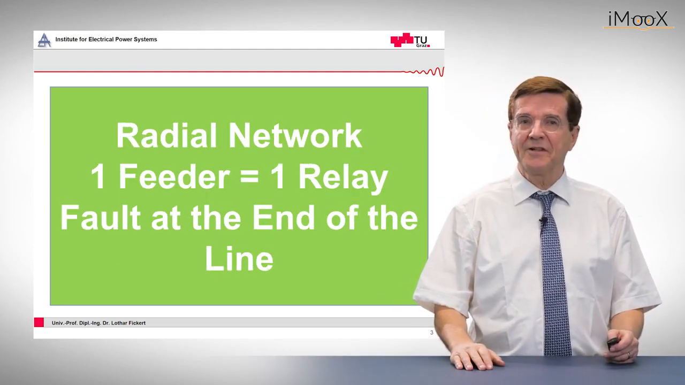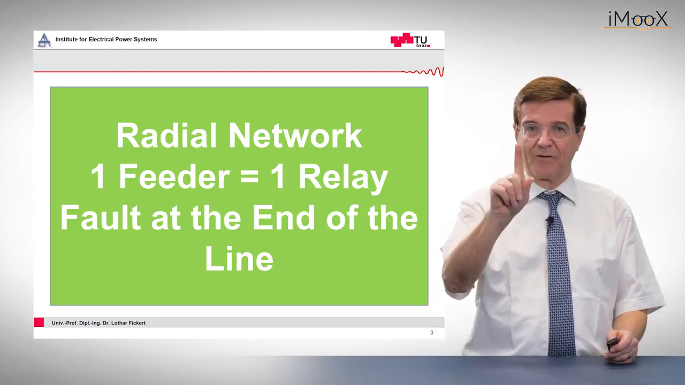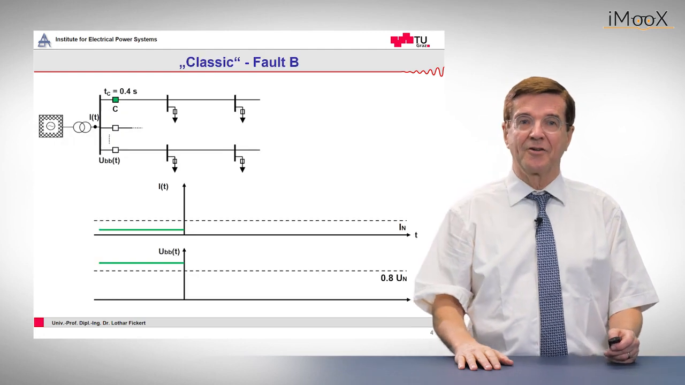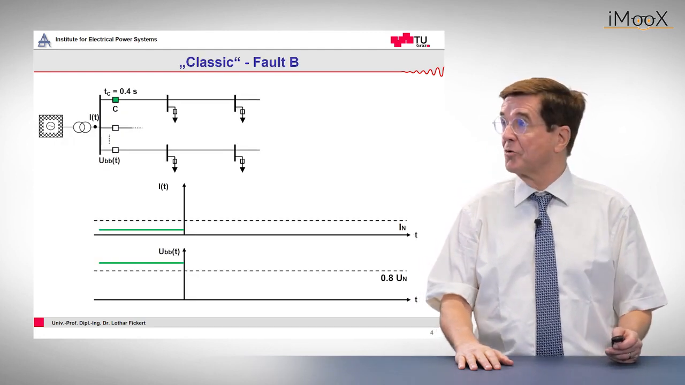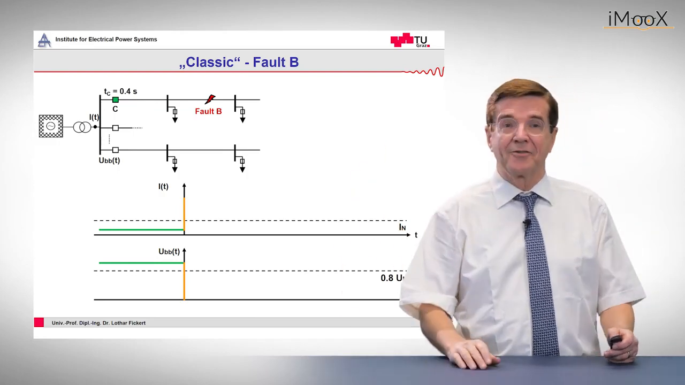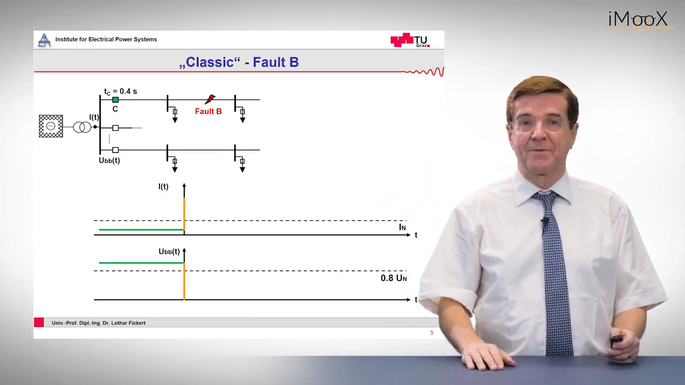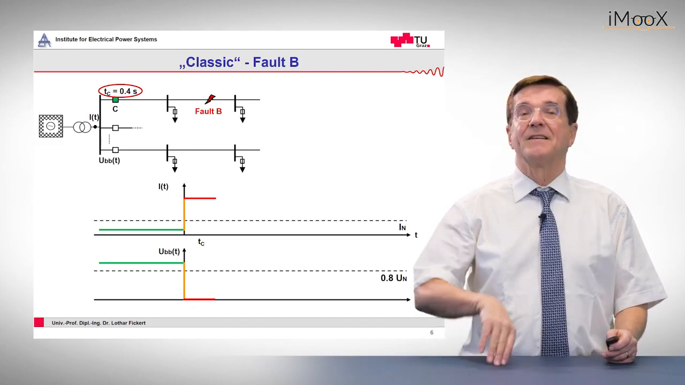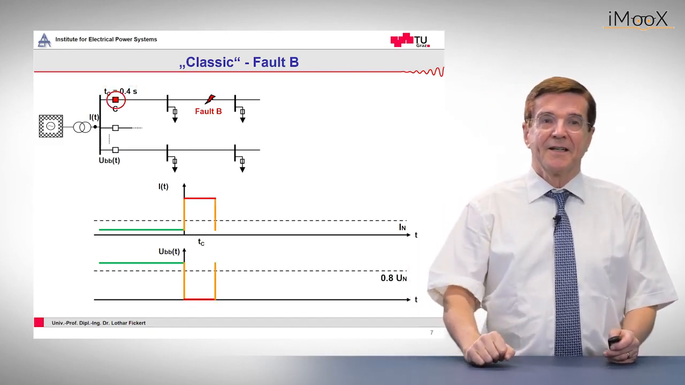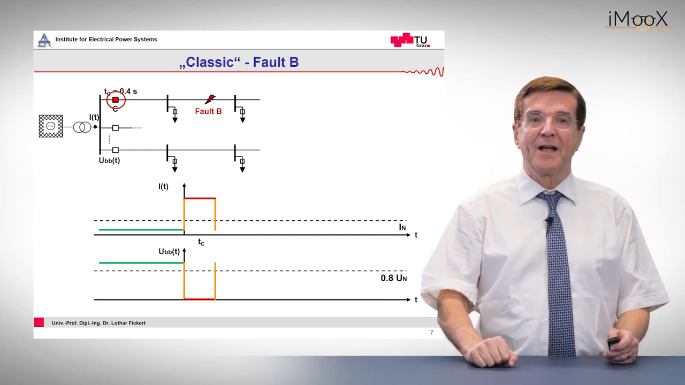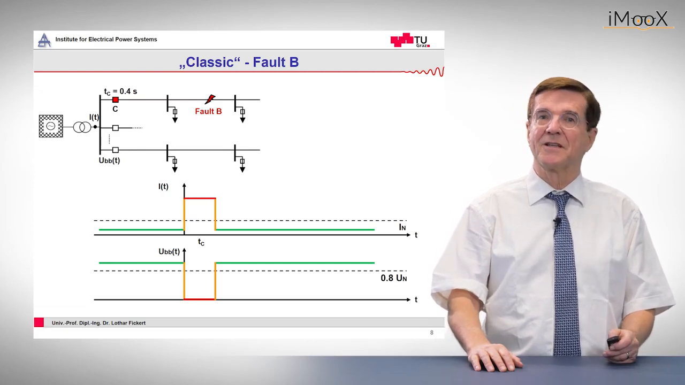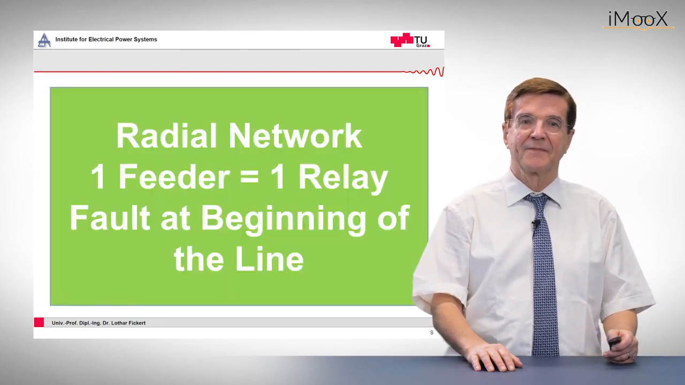Let's start with a very simple radial network where one feeder is protected by one relay, and we assume a fault at the end of the line. So we have the network, a fault occurs and immediately the current goes up and the voltage on the busbar drops. Then the timer is started. After, for example, 0.4 seconds, the circuit breaker is opened and we trip. The current resets to the original value and the voltage is healthy again.